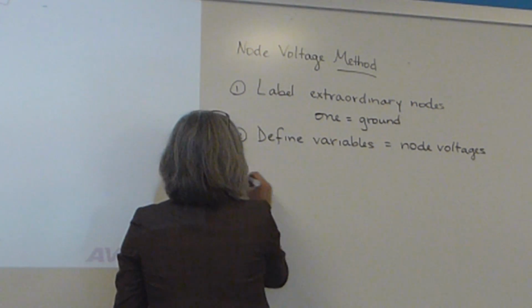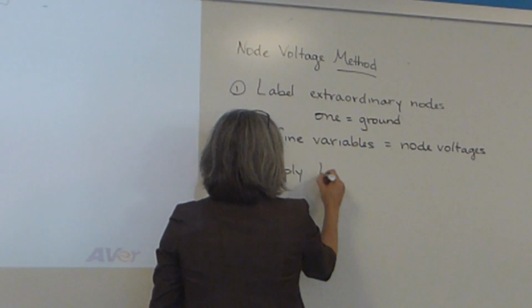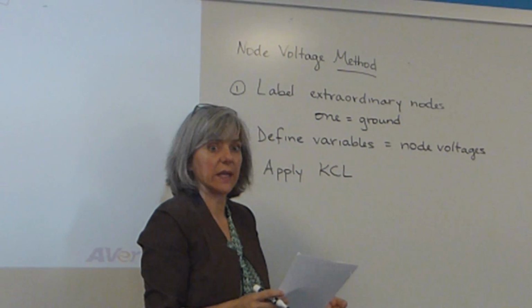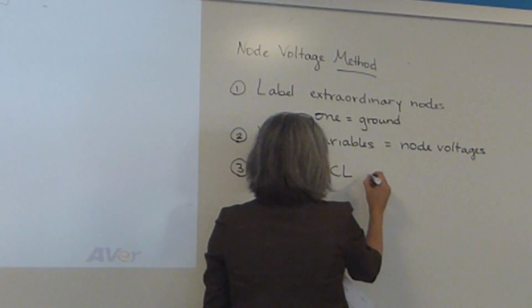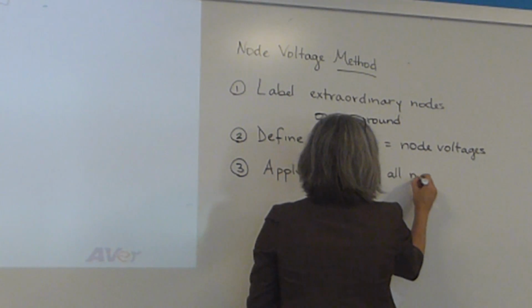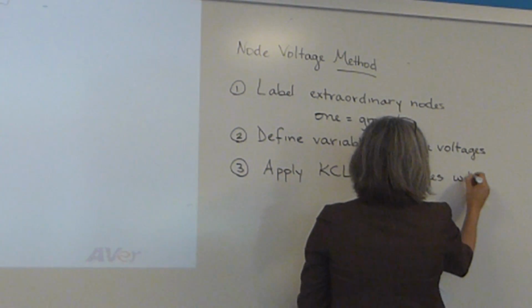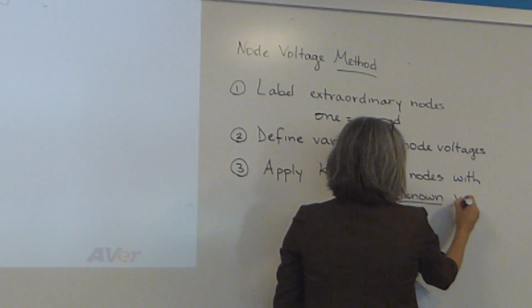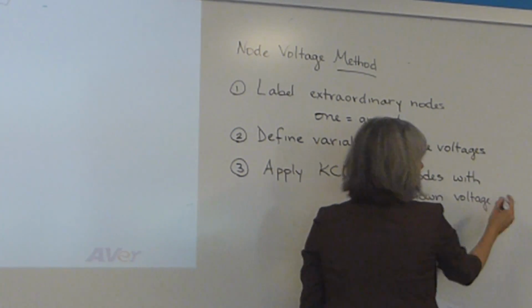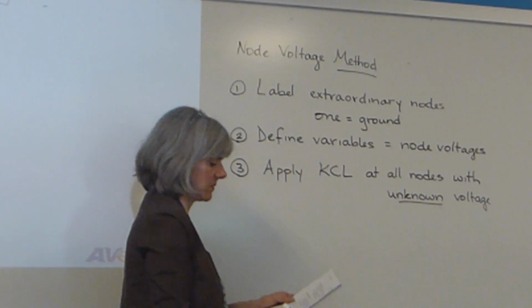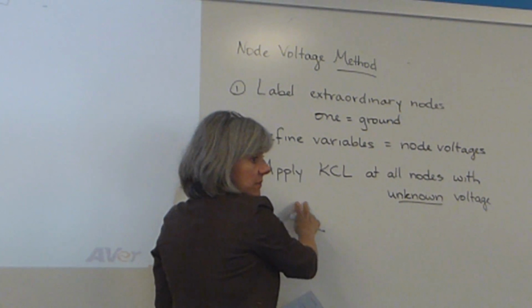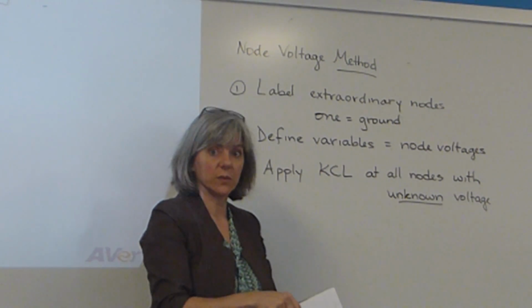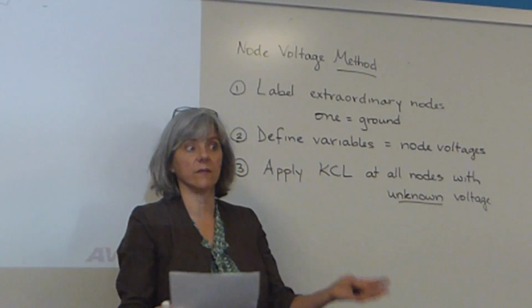So the third thing is we will apply KCL at all of these nodes except any that we already know the answer to. So we're going to apply KCL at all nodes with unknown voltage. That makes sense, because if we already know it, we don't need to write an equation for it. Importantly, KCL, we can say currents in equal currents out. Sum of the currents in equal 0. Sum of the currents out equal 0. Those are all of our choices.